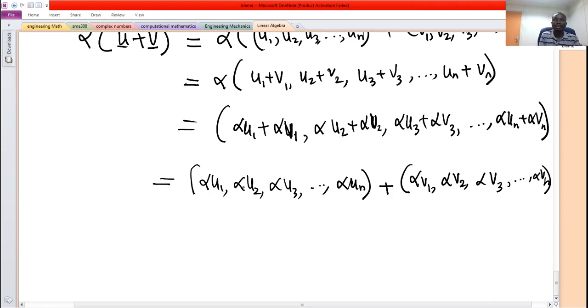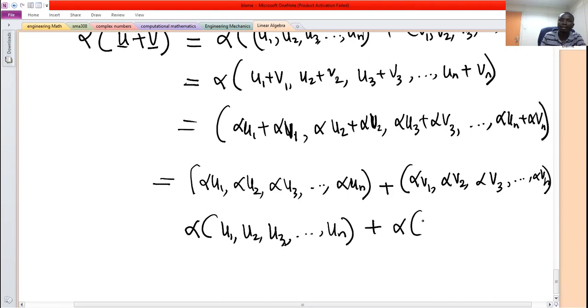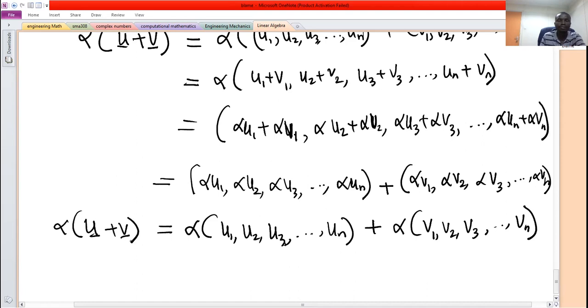And you see every element here has alpha, so we can factor it out. So write alpha (u1, u2, u3, up to un). Here we also factor out alpha: alpha (v1, v2, v3, up to vn). So this is the answer for alpha (u plus v).